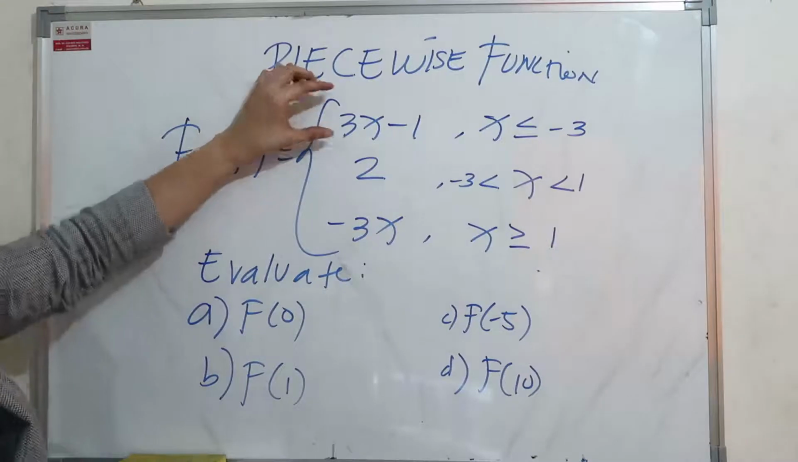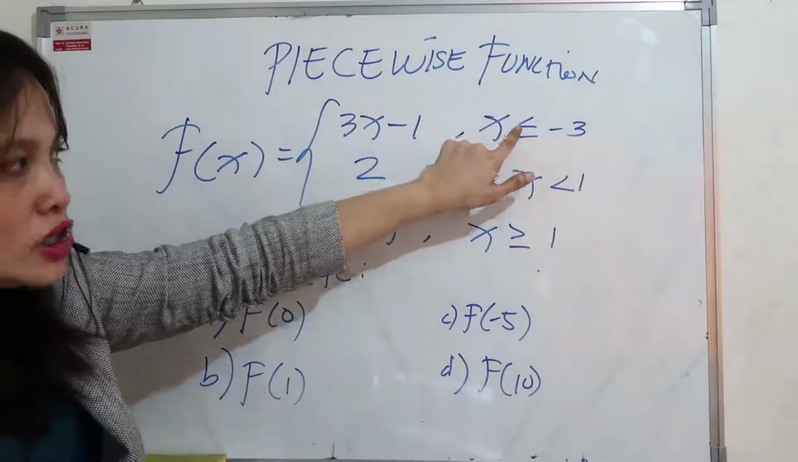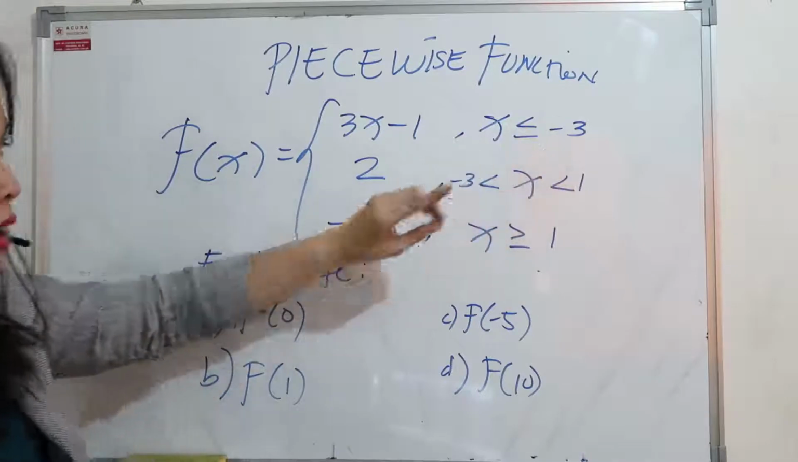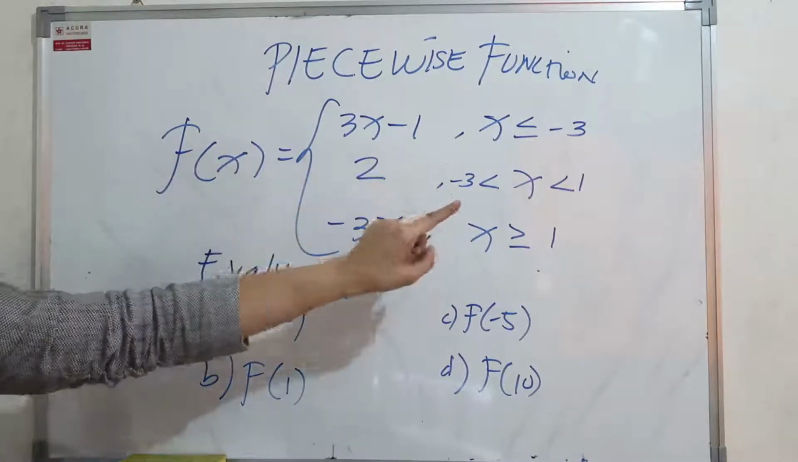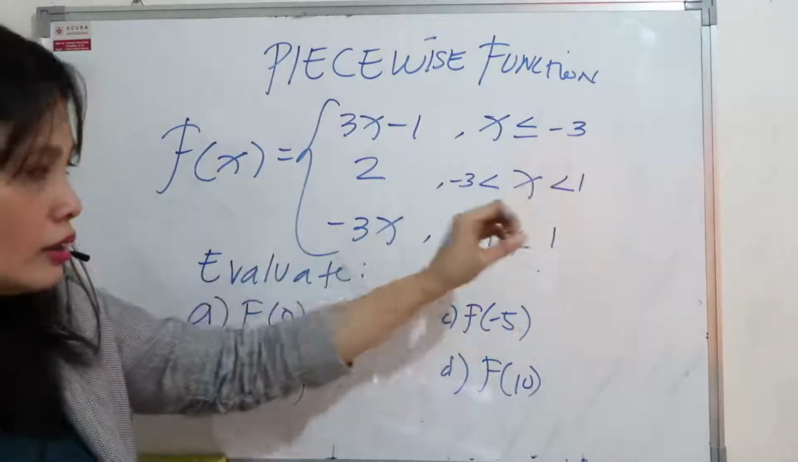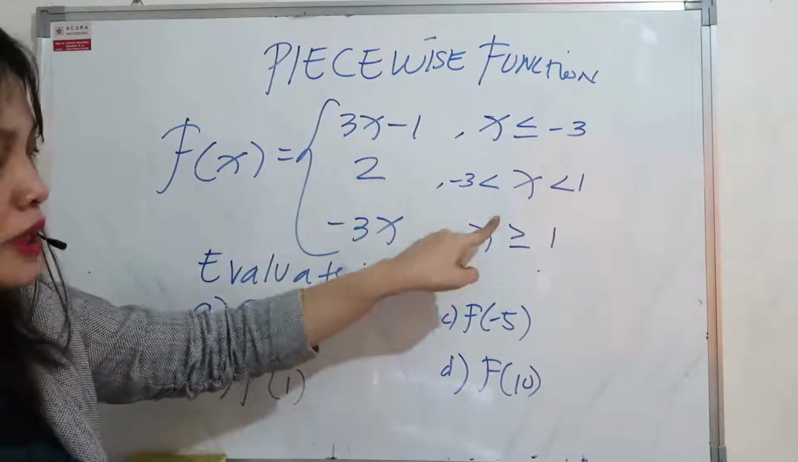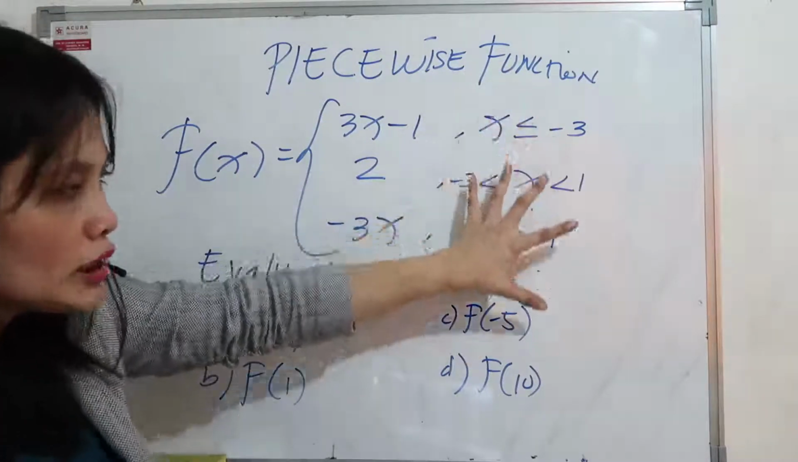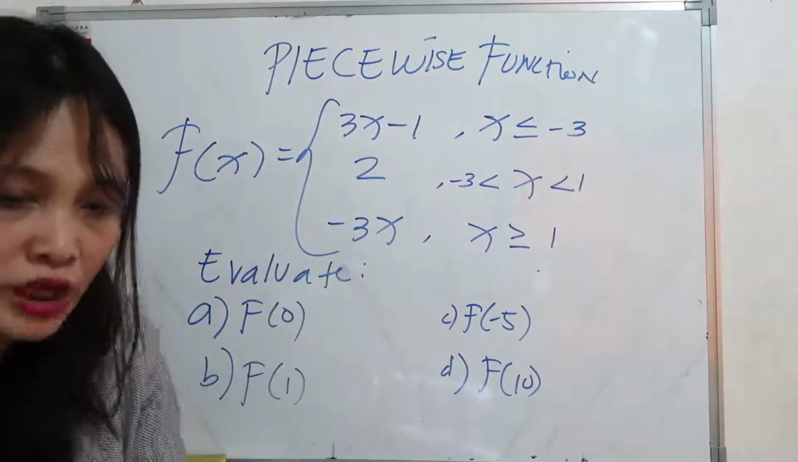Okay. So the first function is 3x minus 1, and there's a condition: x must be less than or equal to negative 3. Next, function number 2, f of x equals 2. The condition is x must be greater than negative 3 but less than 1. And then the third function, negative 3x, the condition is x must be greater than or equal to 1. Why do we need those conditions? We need those conditions in evaluating piecewise function.